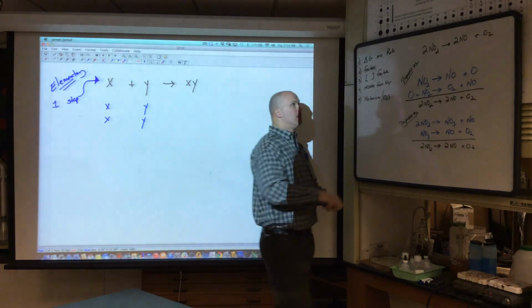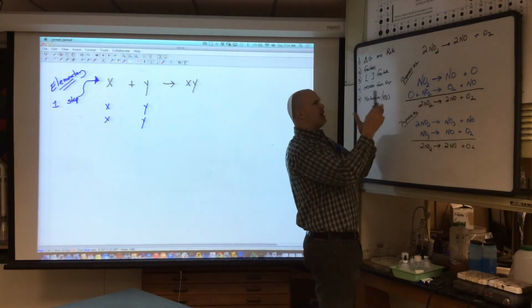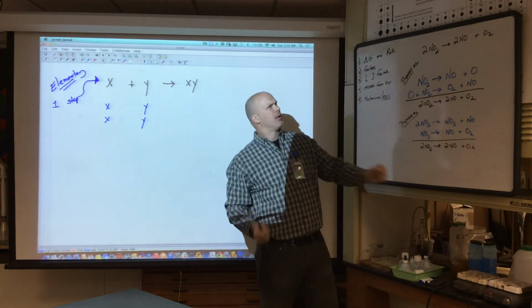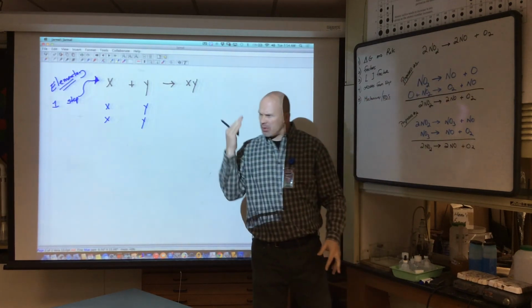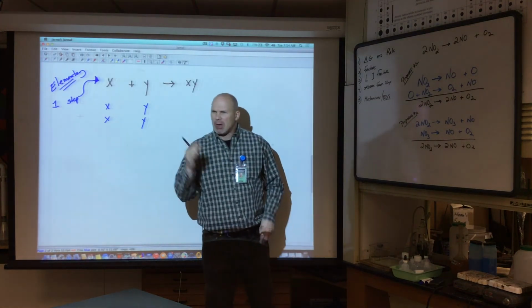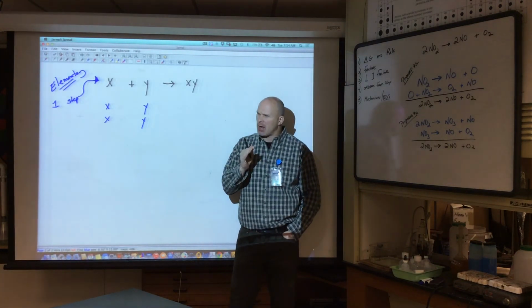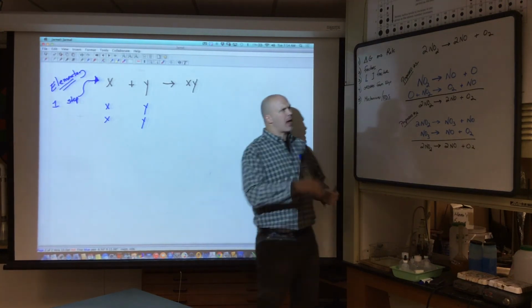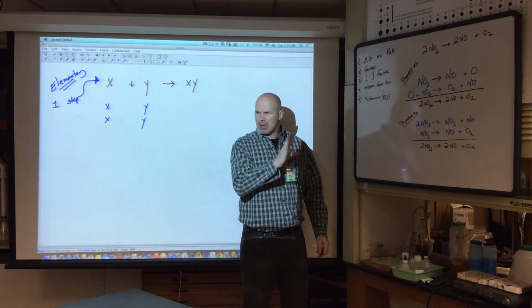because you may say 2 of these kind of hit each other, and when they hit each other, they make 2 of these and O2. That's what you're thinking if it's one step. But we know from experimental studies, we're going to talk about how we get that it's not one step, and I'll explain when we get to that point.